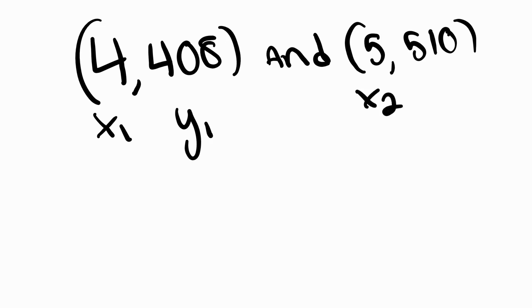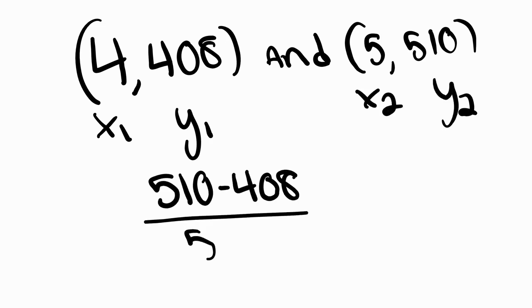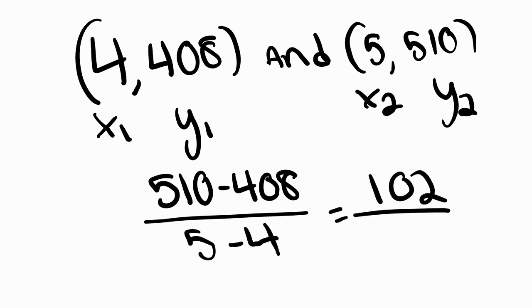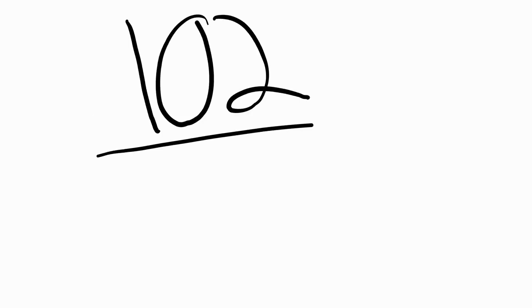Now for the 2 points. We gave you 5 and 510, and also we gave you 4 and 408. 5 was supposed to be x1, 4 being x2, 510 being y1, and 408 being y2. So when we put it into the slope formula, it will look like this. And when you solve this equation, you get, once again, 102 fans per hour.